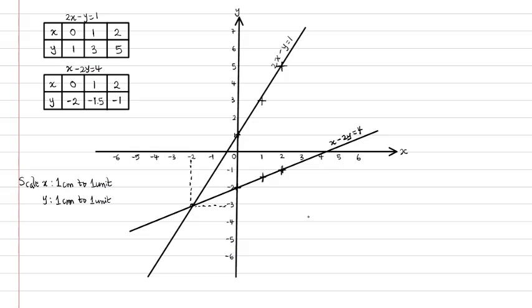So that means our final answer here is that x is equal to minus 2, this is on the x-axis, and y is on the y-axis, and our y is equal to minus 3. Okay, so this is the answer to the simultaneous equation that we just solved here.